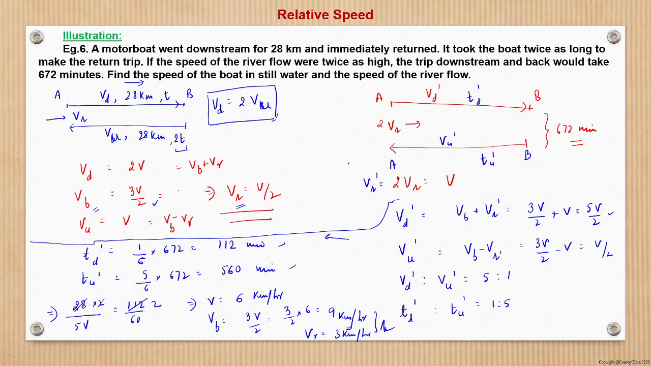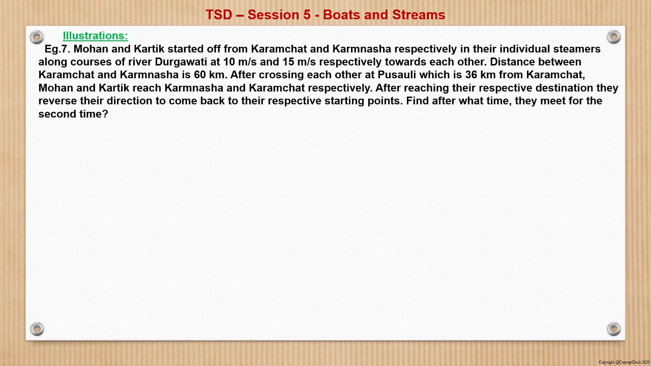The second case, now the velocity of river has increased from v by 2 to v, right? So now we can find the new effective downstream and upstream velocity, that we found out to be in a ratio of 5 is to 1. So therefore the total time taken for the downstream and upstream in the new case would be 1 is to 5, and total time was given as 672. From there we found the individual downstream and upstream time, and then further with some basic equations we could get to the answer, right? Now moving to question number 7.